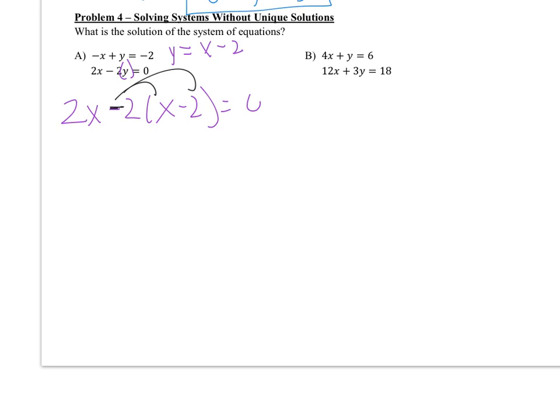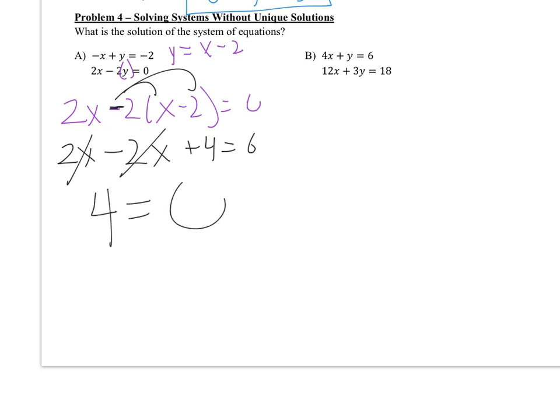Distribute, remember this is a -2. So I have 2x, and this becomes a -2x, and this becomes a +4 equals 0. These two, if I combine like terms, cancel each other out. So I have 4 equals 0. So if this happens, you have to think to yourself, is this a true statement or a false statement? This is a false statement.